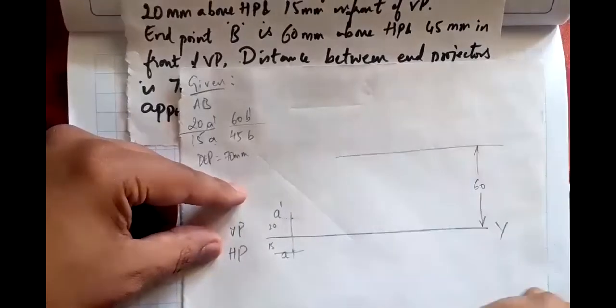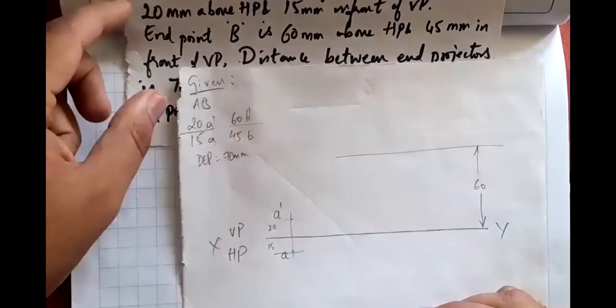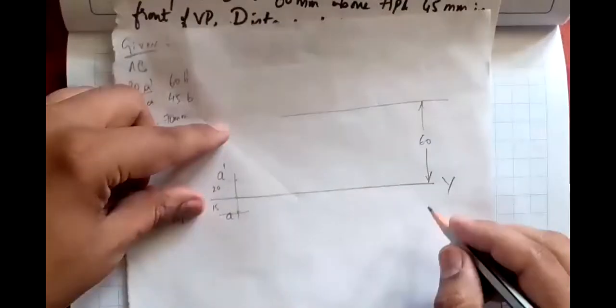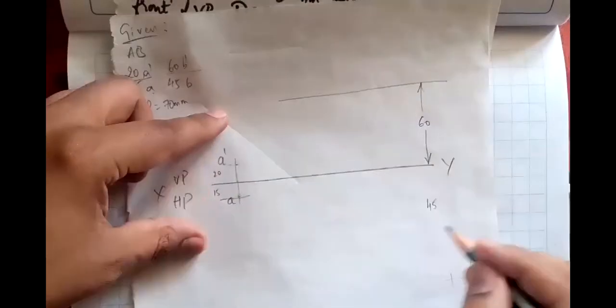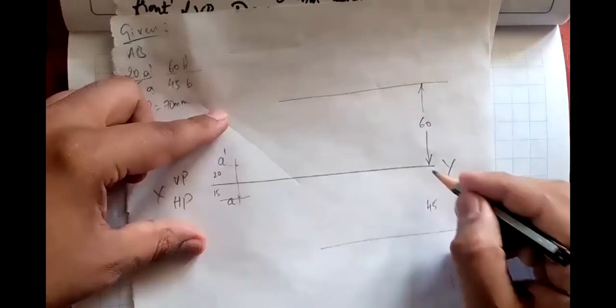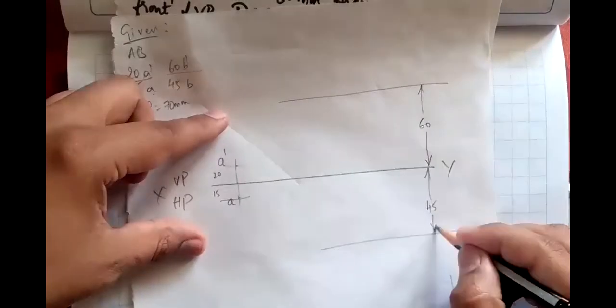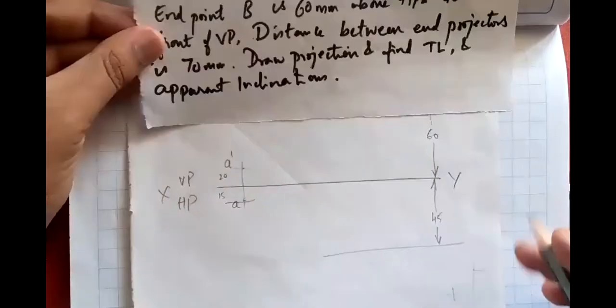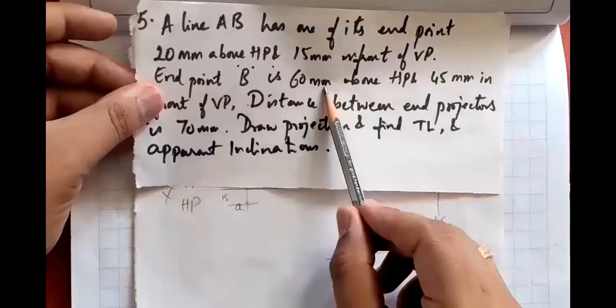Next, 45 in front of VP. In front of VP also, I'll represent 45 and draw a line at a distance of 45. See, all given numbers in the problem are over: 60, 45, 15, 20, everything is over.